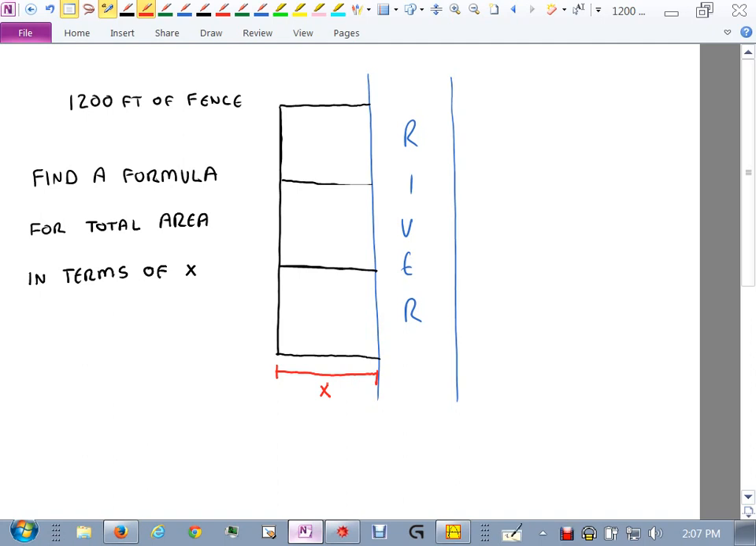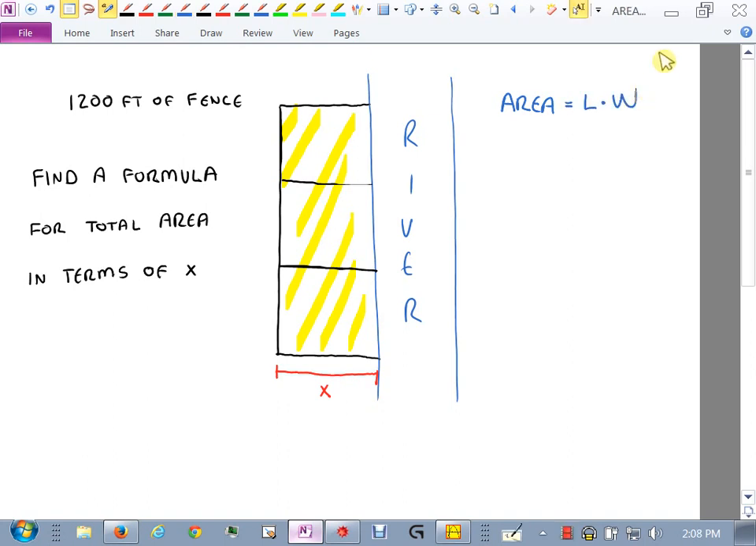Length times width is what? Okay, so area. Would you all agree that the area of the total enclosure, that's what I'm trying to find the formula for, the area of the entire enclosure, is this, everything in there? Yes? Okay, that's the area. So the area I'm looking for, I've been told, is length times width.